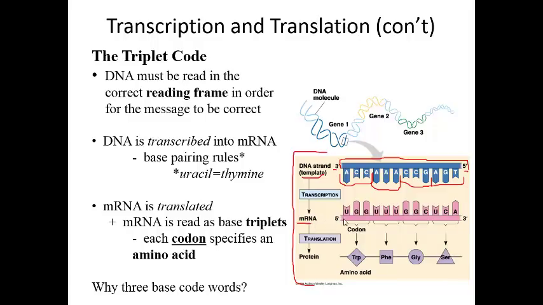The messenger RNA is complementary to the DNA. Any place there's a C, there's going to be a G. Any place there's a T, there's going to be an A. The only difference is, any place that there would have been a T, you're now going to have a U. So our sequence of DNA is transcribed into a sequence of messenger RNA.